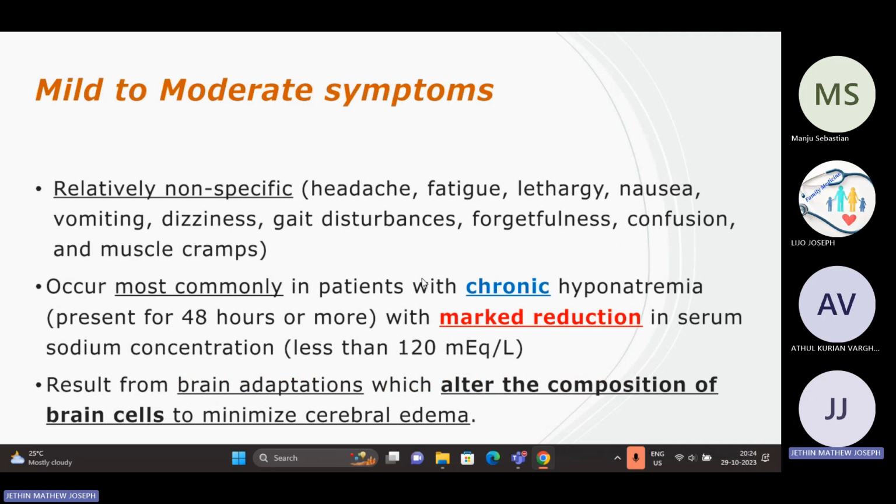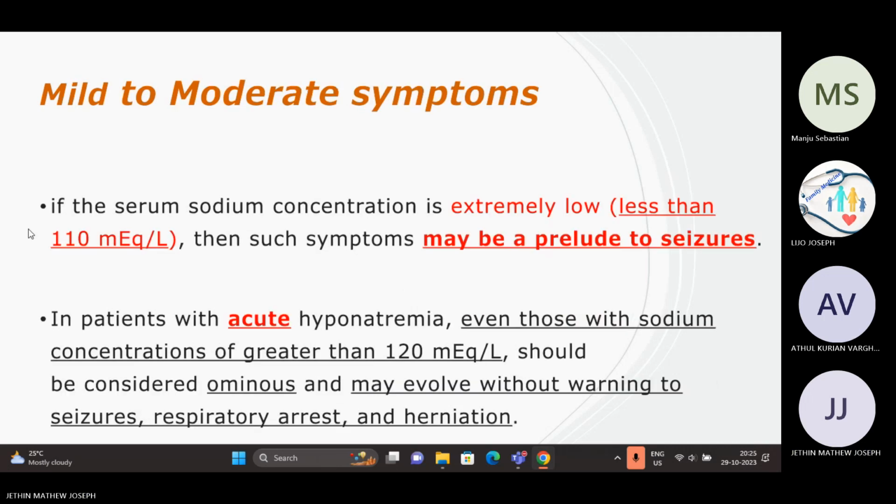So it occurs most commonly in patients with chronic hyponatremia and with marked reduction in sodium concentration. So this can result from brain adaptations, as we explained earlier, which alter the composition of brain cells. These adaptations itself can cause some symptoms. And if the serum sodium concentration is extremely low, like if it's less than 110, then even mild to moderate symptoms may be a prelude to seizures.